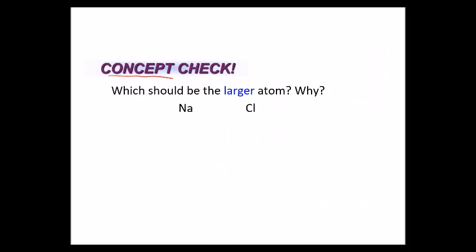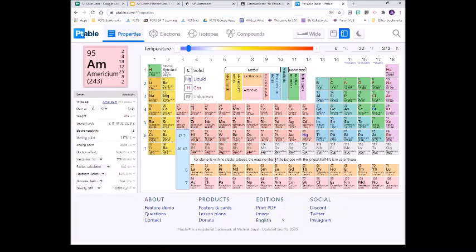Let's practice. Which should be the larger atom? And then don't forget the why part, the good explanation part. Is it going to be sodium or is it going to be chlorine? What should I pull up and look at first before I make my decision? The periodic table. Good. I should look at that periodic table. Let's look at the periodic table. So yeah, let's do that.